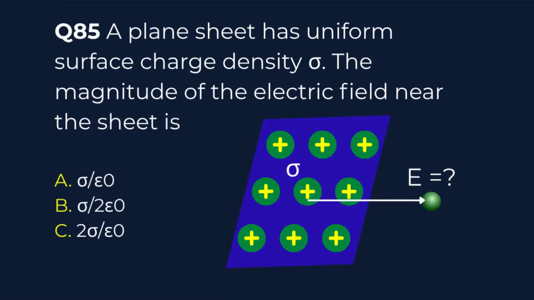Question 85. A plane sheet has uniform surface charge density sigma. The magnitude of electric field near the sheet is: a) sigma by epsilon naught, b) sigma by 2 epsilon naught, c) 2 sigma by epsilon naught.